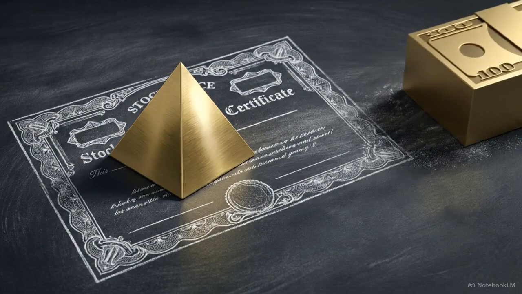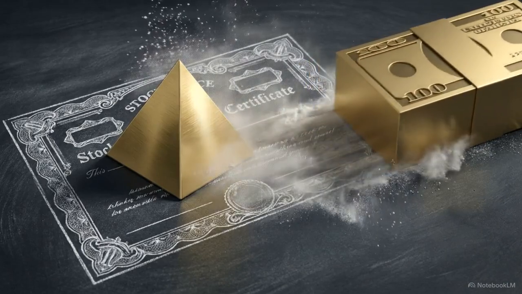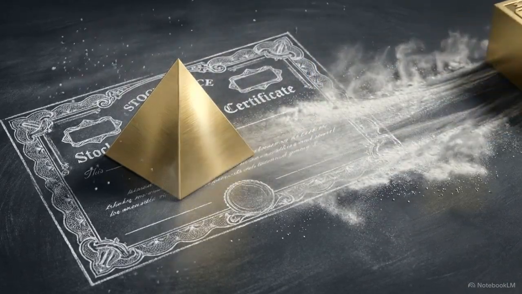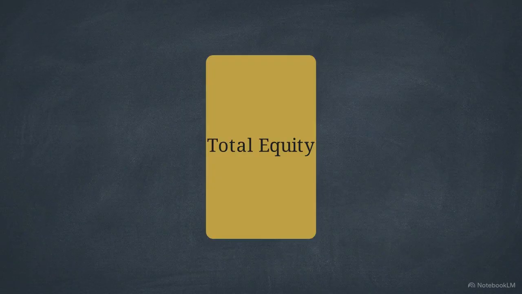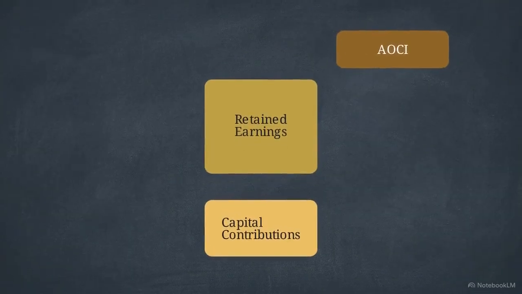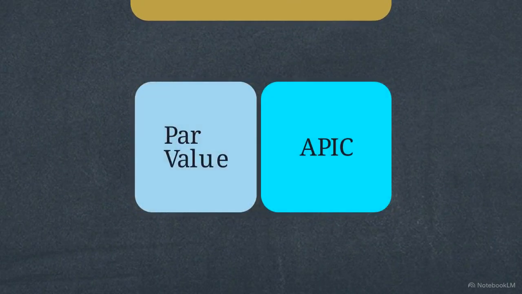The final piece of the capital structure is equity. It is crucial to recognize that equity is not a reserve of cash. It is strictly the residual ownership interest remaining after subtracting all liabilities. To track how that residual value was generated, the total equity block is divided into specific subcomponents. Capital contributions represent the direct funding from owners. This splits into the technical par value of the issued stock and the additional paid-in capital, the premium investors paid over par when shares were sold.